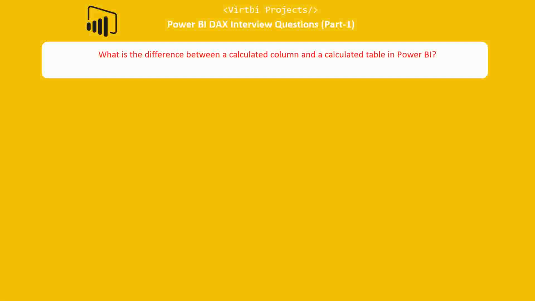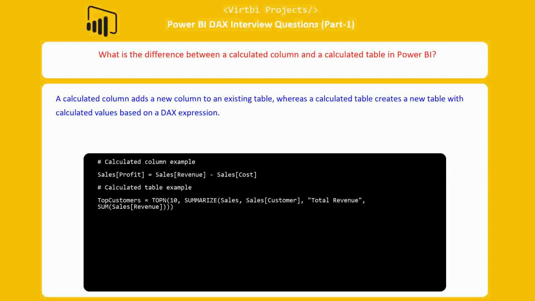What is the difference between a calculated column and a calculated table in Power BI? A calculated column adds a new column to an existing table, whereas a calculated table creates a new table with calculated values based on a DAX expression.